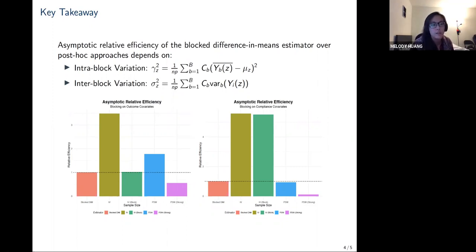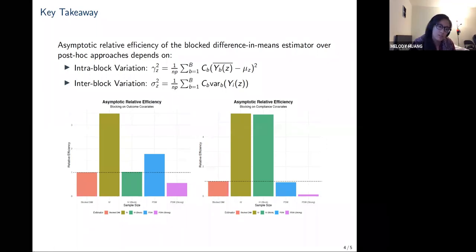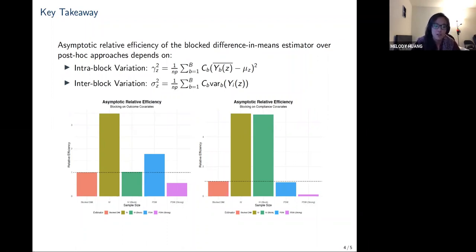The first one on the left uses covariates that are highly explanatory of the outcome. The blocked difference in means estimator is the pink bar on the leftmost, and that's 1, right? Because we're dividing each by 1. Here we're looking at the asymptotic efficiency of all these different estimators, and we see that IV does the worst. So we're able to improve most off just instrumental variables, and it outperforms certain principal score weighted estimators. On the right, we have an example in which the blocking variables are less explanatory, and so the asymptotic relative efficiency is less good.